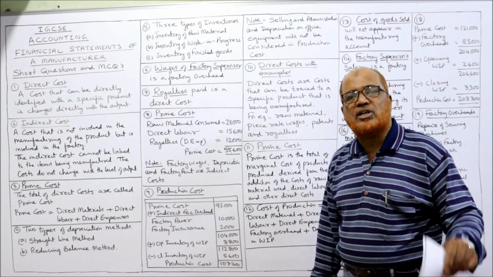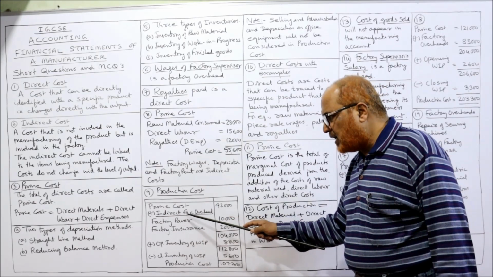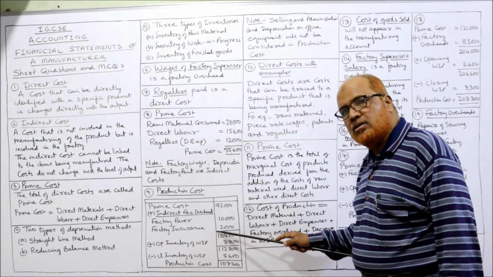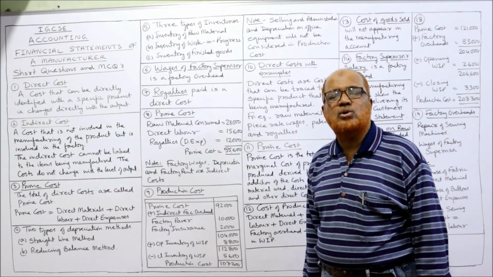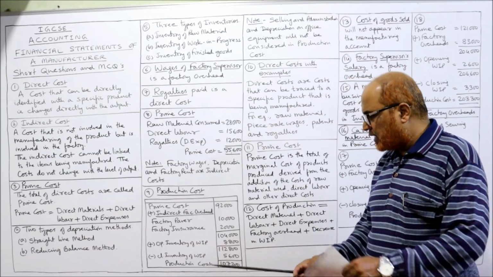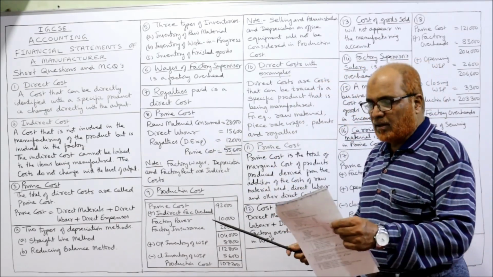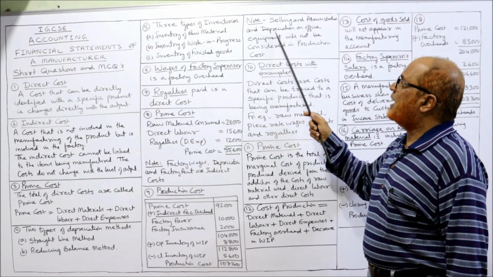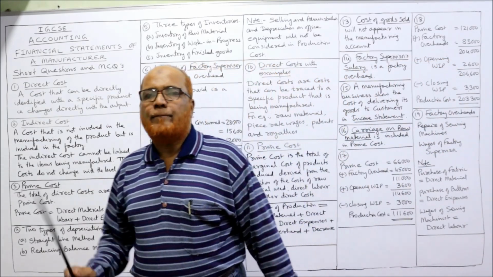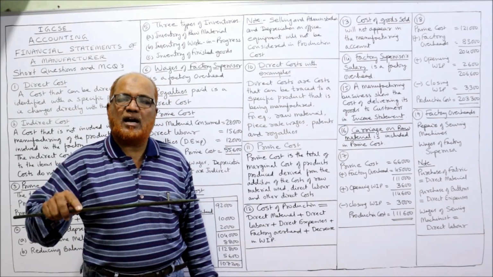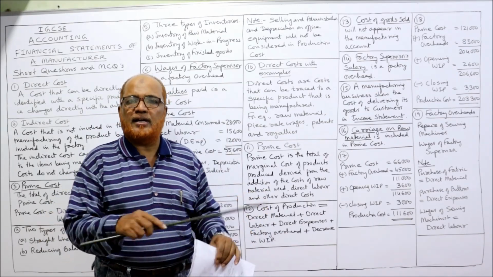1,07,200 is called the production cost, which consists of direct cost and indirect cost. This prime cost is the direct cost, and these factory overheads are the indirect cost. After adding the indirect cost and direct cost, add opening stock of WIP minus closing stock of WIP, we'll get production cost. So the ultimate answer is 1,07,200. A is correct. Next, 10th question. One note I have given here: selling and administration and depreciation on office equipment will not be considered in production cost. Just now I told you, production cost consists of only those costs which are incurred on production. So other costs, administration, selling, will not be taken in production cost.